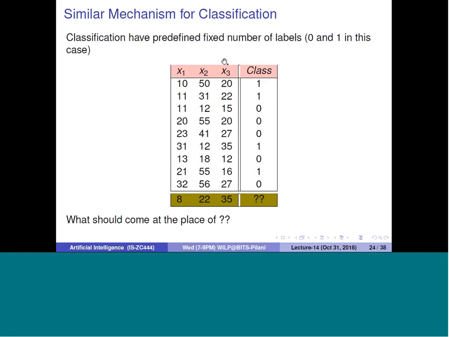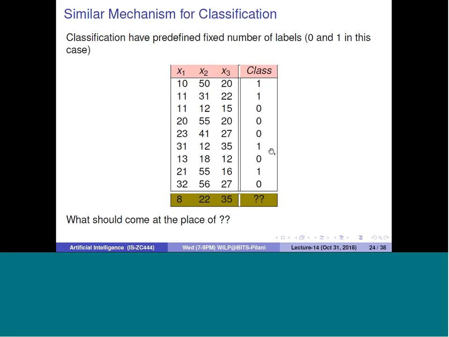So the similar kind of thing you can apply for the classification also. If I ask you the same, you understood all those things that we have talked about, and now my question is different. I am not telling that here my output is a value, here it is a class 0 and 1. Okay, then how can I go ahead with this?